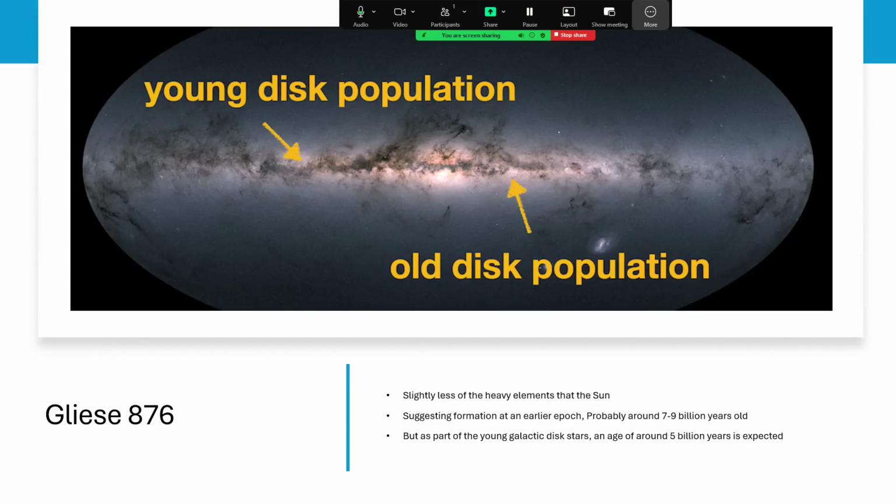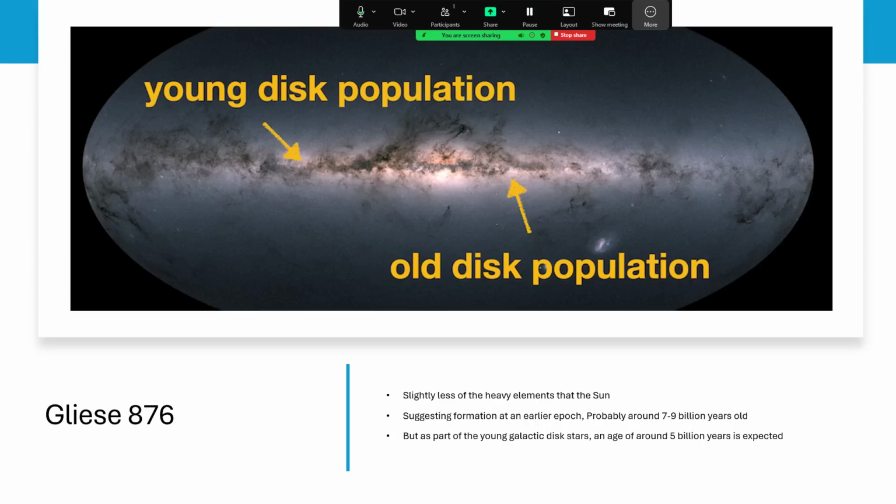All the other elements have been manufactured in the cores of stars and scattered across the cosmos as those stars have come to the end of their life and exploded as supernovae or puffed off their outer layers as planetary nebulae. So the universe gradually became dirtier with these heavy elements. And this means that stars that were formed later pick up more of them, and old stars that were formed a long time in the past picked up fewer. And this points to an early formation time for Gliese 876 and an age of somewhere in the region of 7 to 9 billion years.